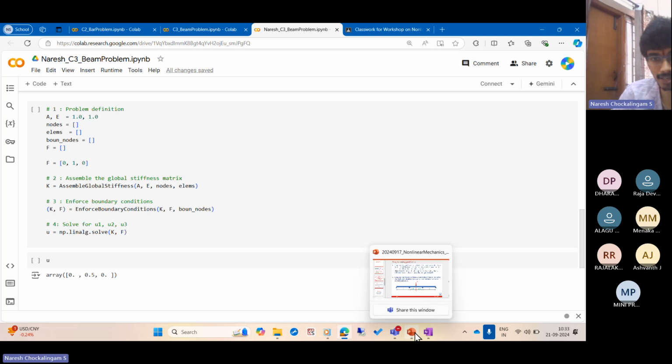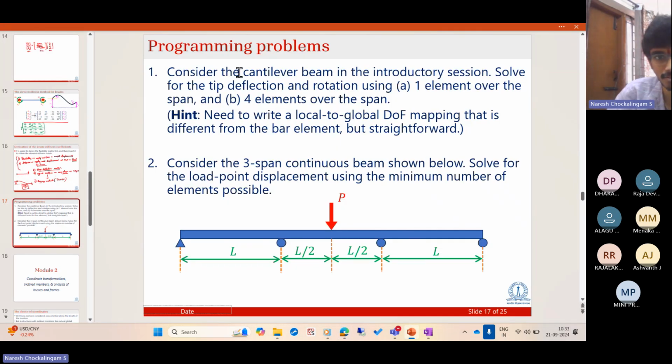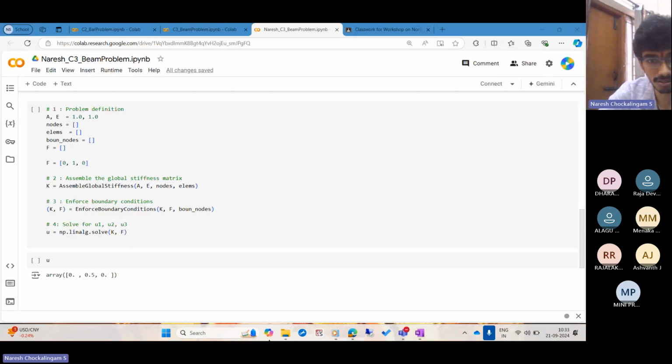Now, for example, let us take this cantilever beam problem. For a cantilever beam, the tip deflection is PL cubed by 3EI. But let us see, can we code it and get the same answer? We should get the same answer, right? So let us start with the cantilever beam problem.